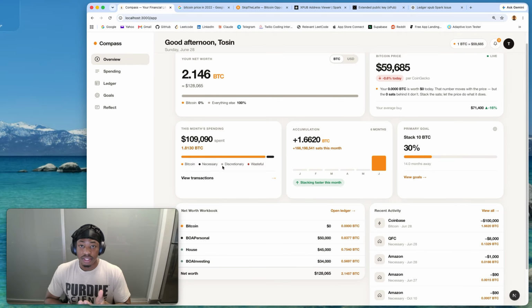Necessary. This is going to be things like food, rent, education, tuition, whatever the case may be, things that you have to actually purchase to live. Discretionary, which is going to be kind of like entertainment, whether you're going out with friends to a movie, you're eating out, you have a subscription for Apple Music or whatever the case may be, you can see that there. And then wasteful.